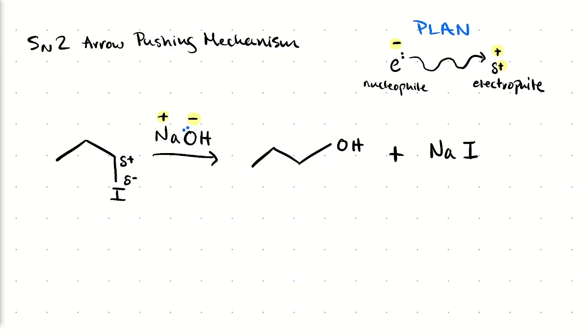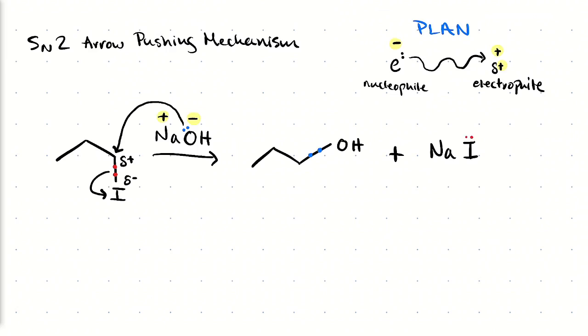And what we're going to show here is the flow of electrons in order for us to form this bond right here between the oxygen and the carbon. So this pair of electrons is going to attack the carbon atom, so that's a nucleophilic attack. And as you're forming that bond, the carbon-iodine bond is going to cleave or break, and we're going to end up with an iodide on the product side.